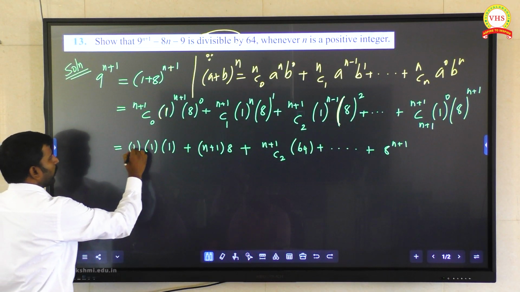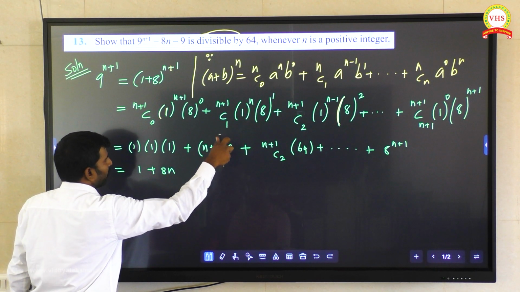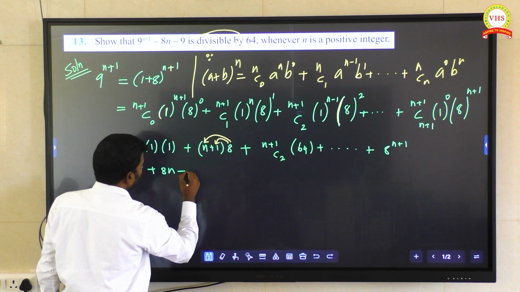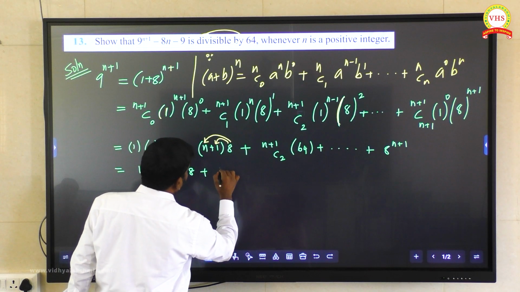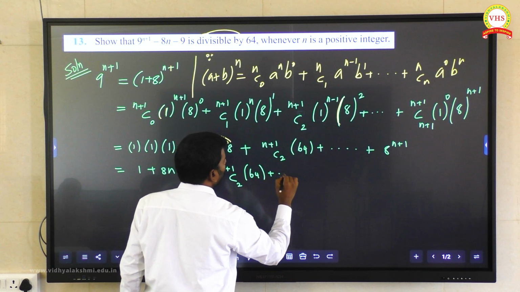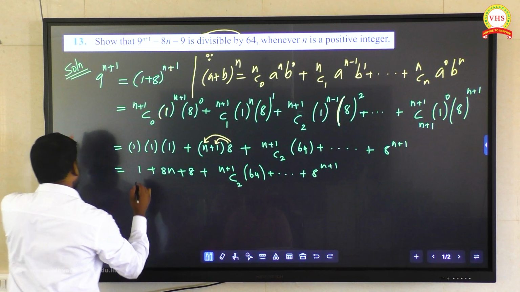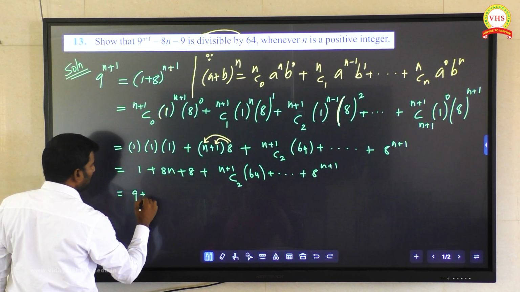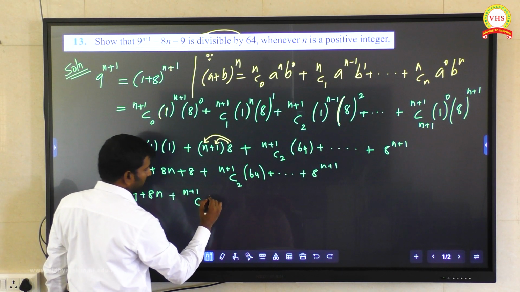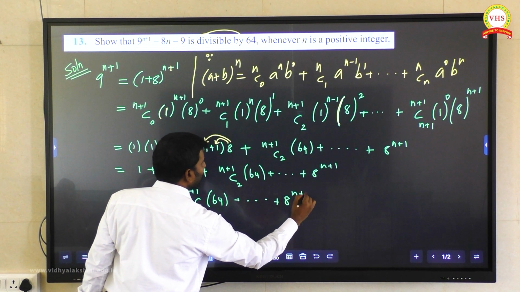That's it. Okay. So 1 into 1 we can say 1. 8, you multiply inside, so I'm getting 8n. We are multiplying like this: 8 into n, 8 into 1. Okay. Now 8 into n, 8n. 1 into 8, 8 plus, here we have n plus 1 C2 into 64, and it will go on, till 8 power n plus 1. Right. Here you see, 1 plus 8 we can write 9, plus 8n plus n plus 1 C2 into 64. It's going till 8 power n plus 1.